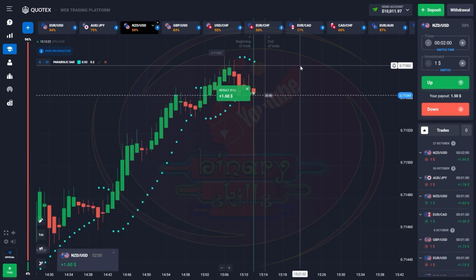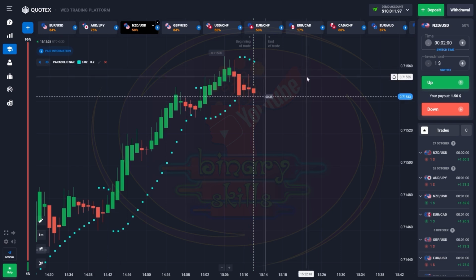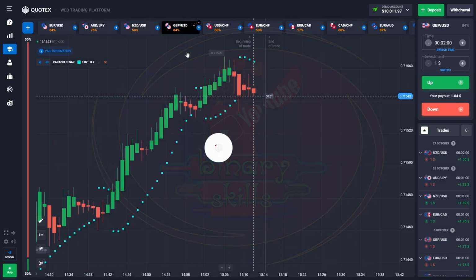As you saw, our first trade closed with a profit. Now let's check another chart to see if we can find another good opportunity and place another trade.